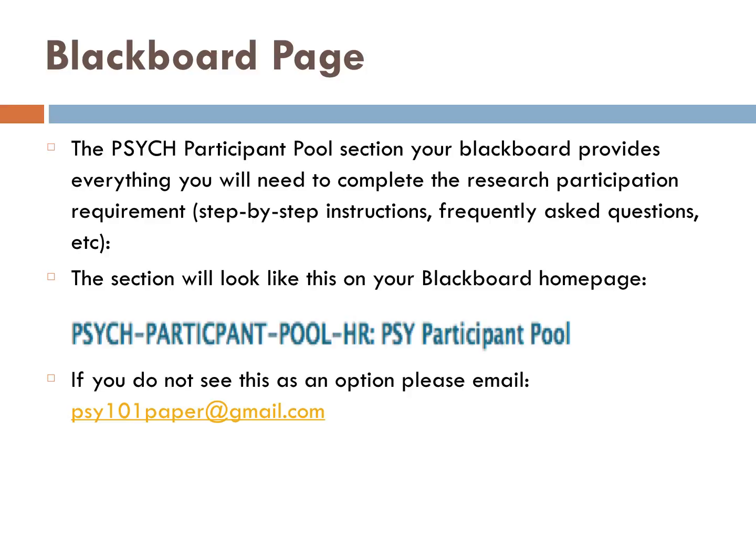So as I mentioned, we do have a Blackboard section entitled Psych Participant Pool, and it looks just like that on your Blackboard page. When you log into Blackboard, you should see this on your homepage, and what you can do is click on that link in which there are several sections with all the information you need on how to complete the research requirement. So what we do ask is that you look at this page thoroughly. It really has a lot of information so you know exactly how to complete the requirements successfully. If for some reason after reviewing that information you still have more questions, you can go ahead and contact us.